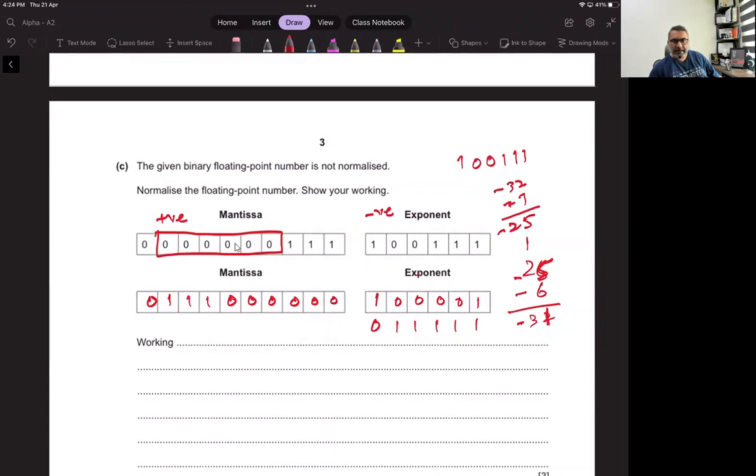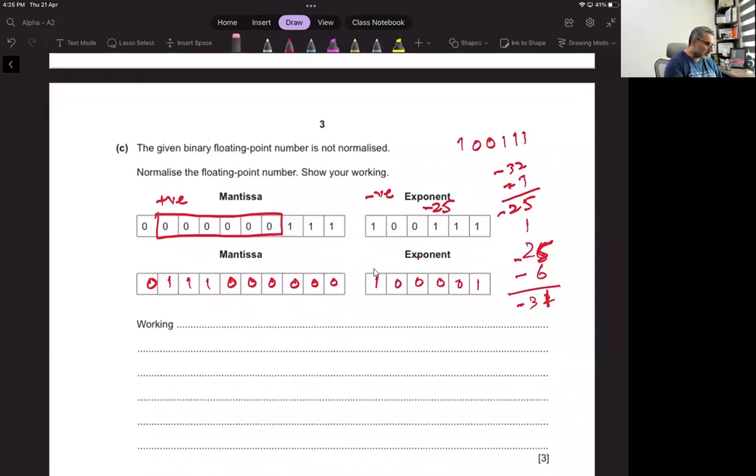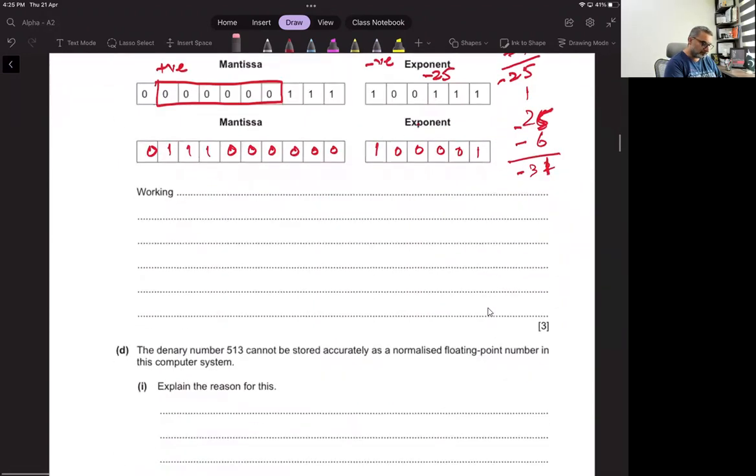And then we subtract the count of all the digits that we have taken out from the exponent. In this case, the exponent itself is negative. So this is minus 25. So minus 25 minus 6 becomes minus 31. So this is minus 31. All right, so this is your answer: 0, 111, all zeros in mantissa, and 1, 0, 0, 0, 0, 1 in exponent.